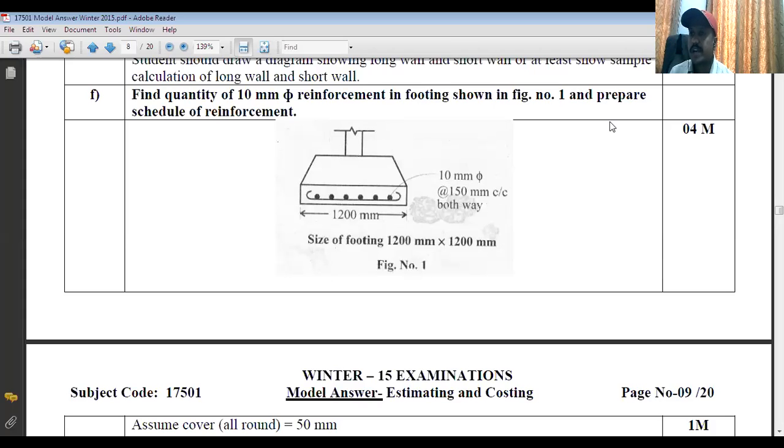Okay, so write down the problem; it is a very simple problem we are going to discuss. Find out the quantity of 10 mm diameter reinforcement which is shown in the footing.